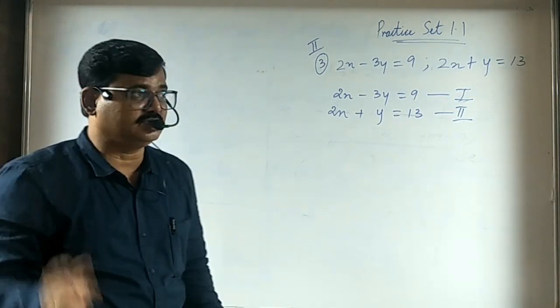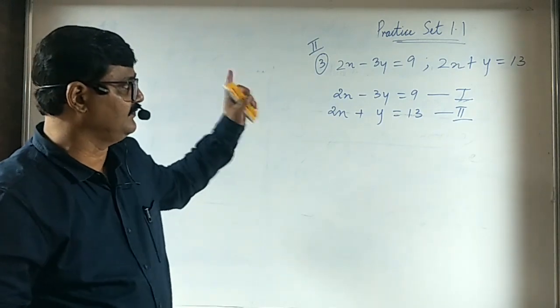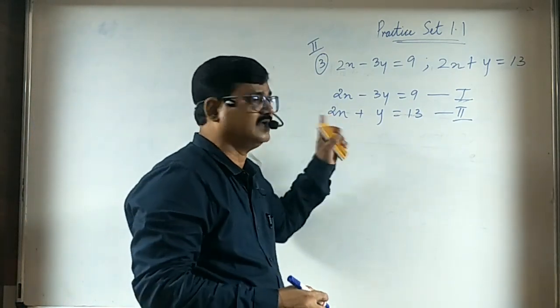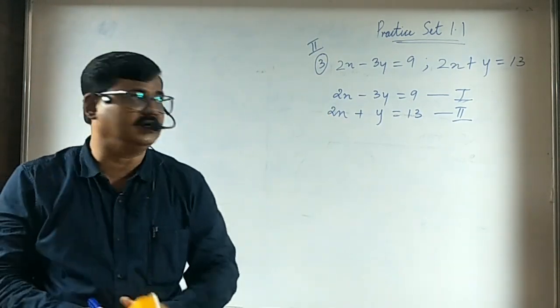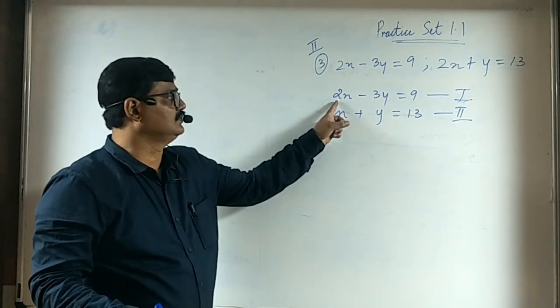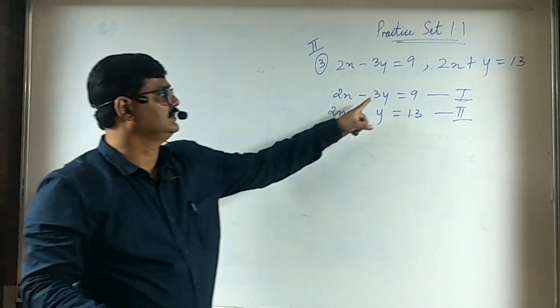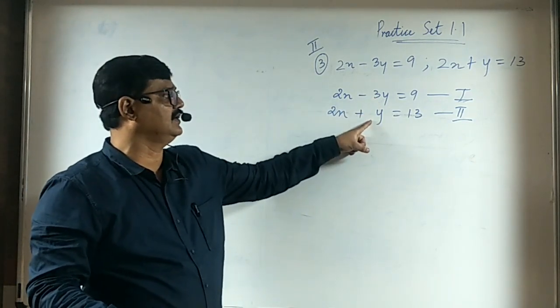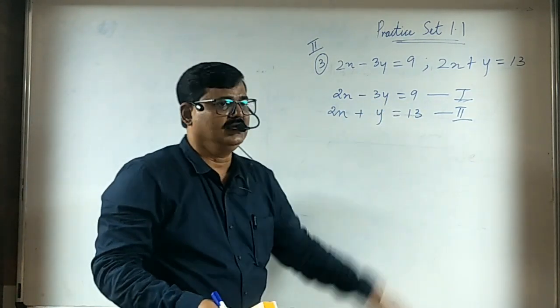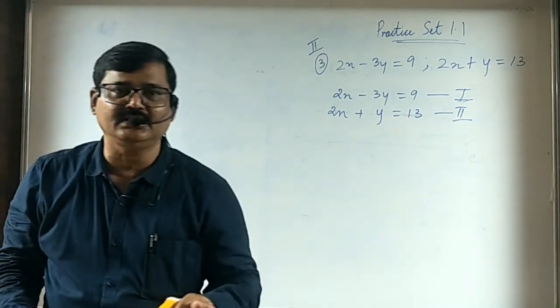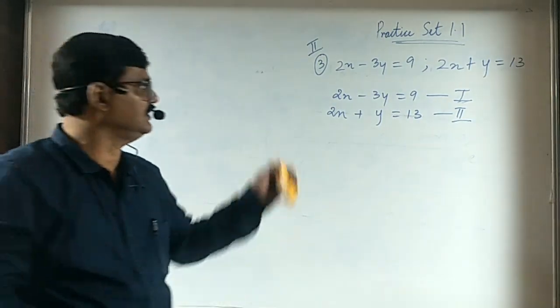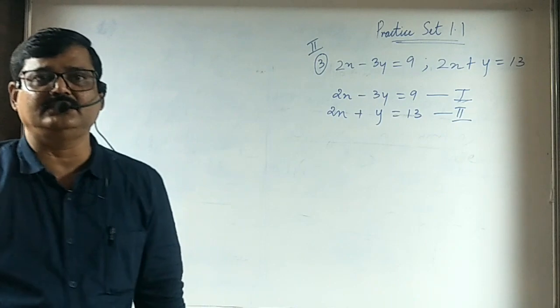Now, the first step again is equalization. We have to check which variable is equal. Here x has 2, and in the second equation x also has 2. Here y has 3 and here y has 1. So the equal variable is x, and x has the same coefficient, 2.